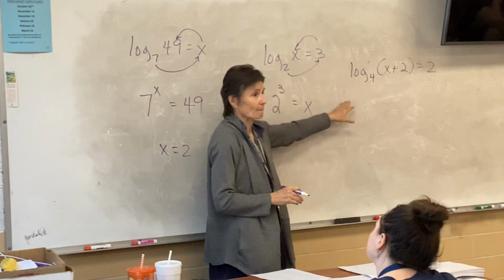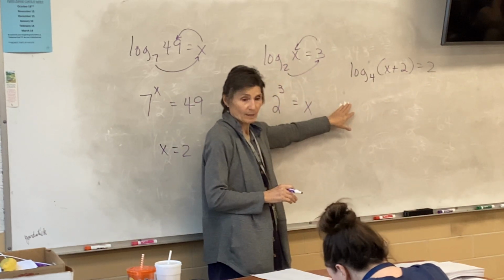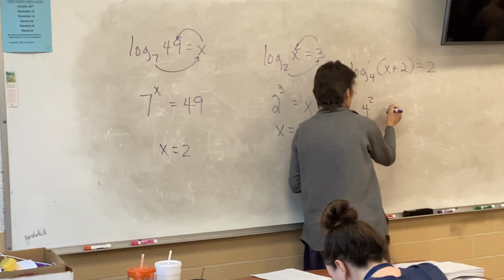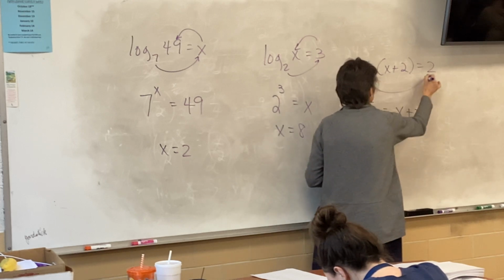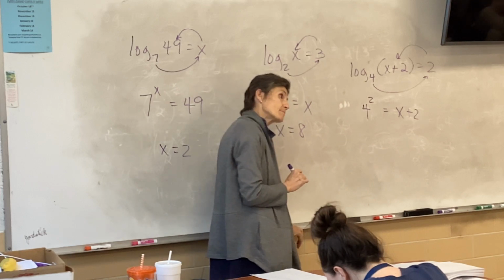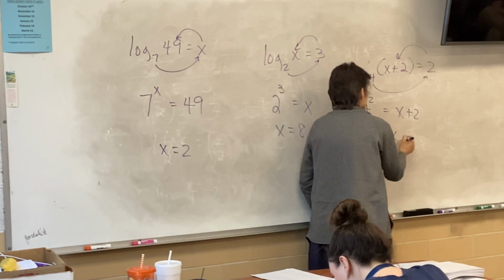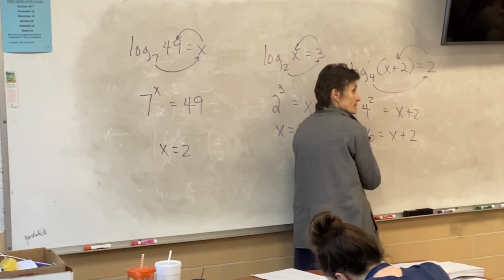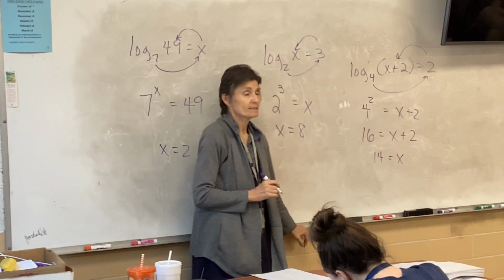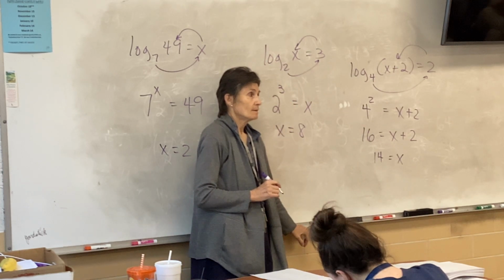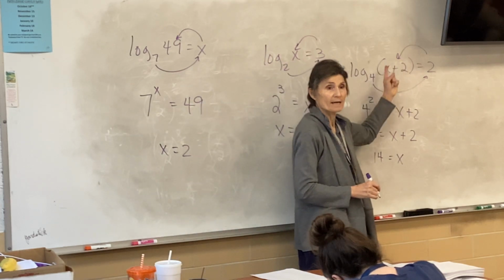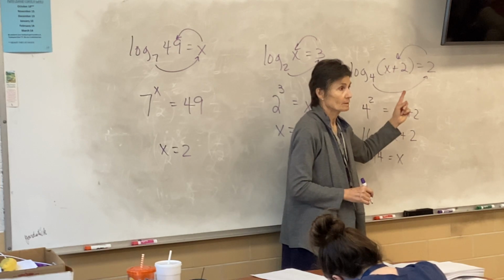Do not be frightened. This problem is exactly the same concept. Here we go. We're gonna loop-de-loo this. What's that gonna say? 4 to the second equals x plus 2. What's 4 to the second? 16. To solve this, all we have to do is subtract 2, so the answer to the problem is 14. These are so easy, but you have to remember this loop-de-loo thing. Okay?